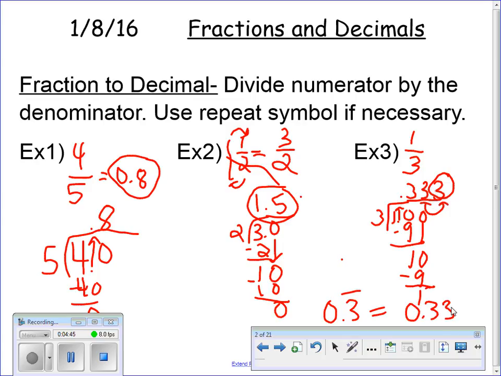Since my 1,000ths place is less than a 5, our rounded answer is 33/100ths. Rounding takes some practice too, so we'll do some extra practice. That is my review of converting a fraction to a decimal.